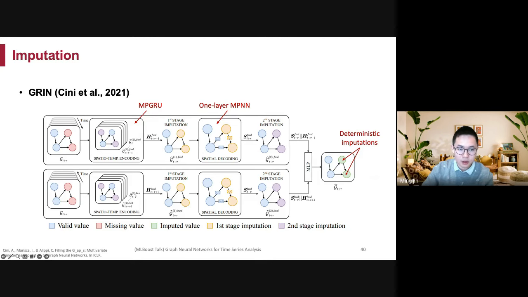In the upper branch, firstly, you have a spatial temporal encoder. You do the first stage imputation, and then you can use, for example, another GNN. For example, the second layer, the decoder layer, is a one layer message passing neural network. Here you can do the refining. So finally, you get the imputed results, and this is in one direction, but you could also do bi-directional designs like this. So the upper branch and the lower branch, you fuse the results together with an MLP, and finally you get the deterministic imputations. So this is the method called GRIN.